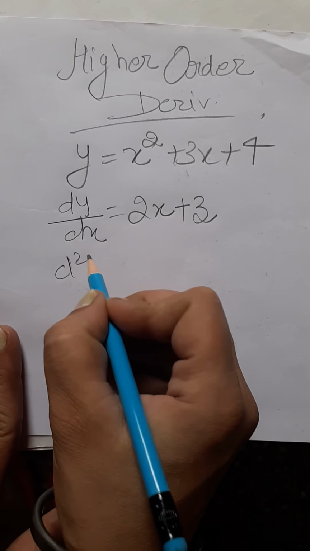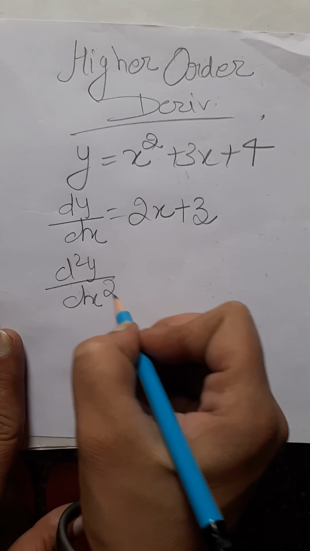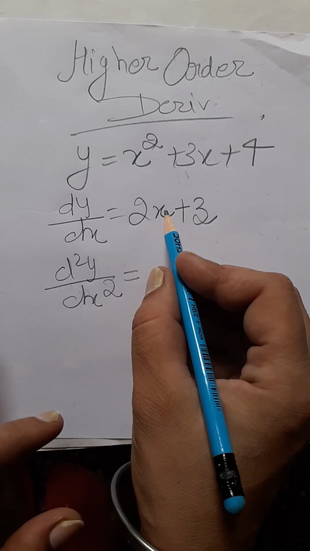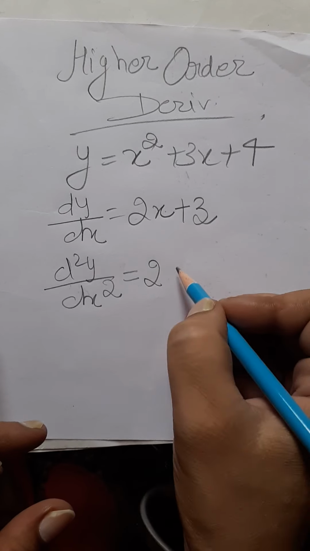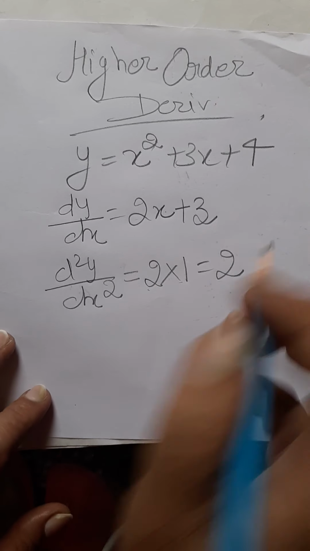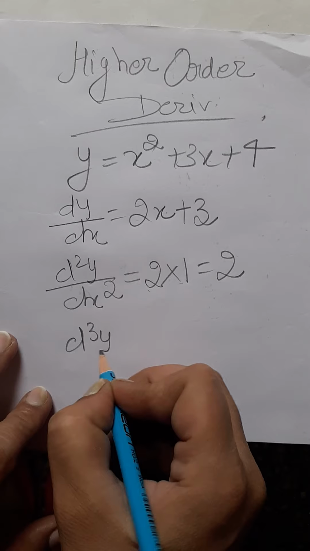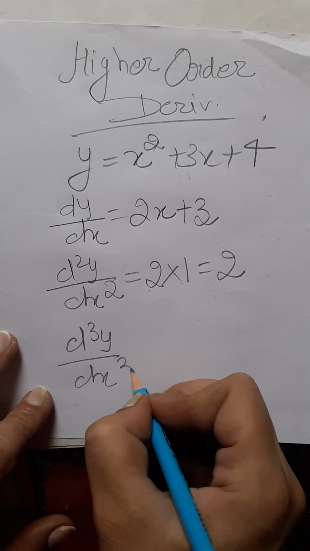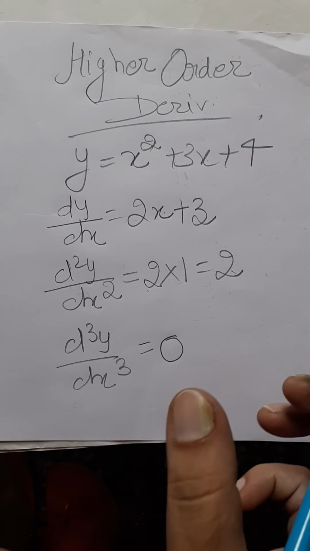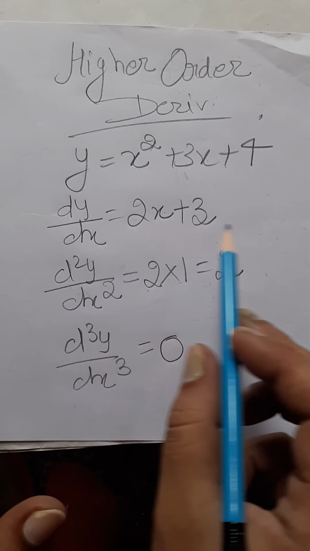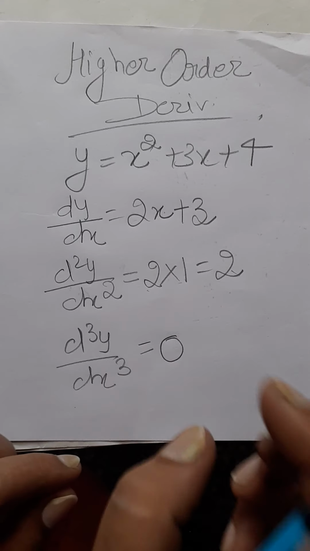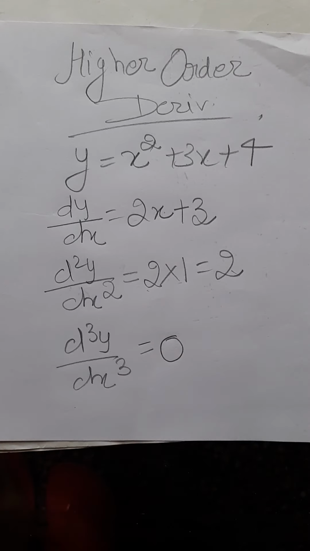Now if we take the derivative again, meaning the double derivative of this function, we again differentiate it with respect to x. The derivative of 2x is 2 times the derivative of x, which is 1, and you get the value 2. If you want the derivative a third time, then the derivative of 2 is equal to 0. In this way, you take the first derivative, second derivative, third derivative. So this is the basic format of higher order derivatives.